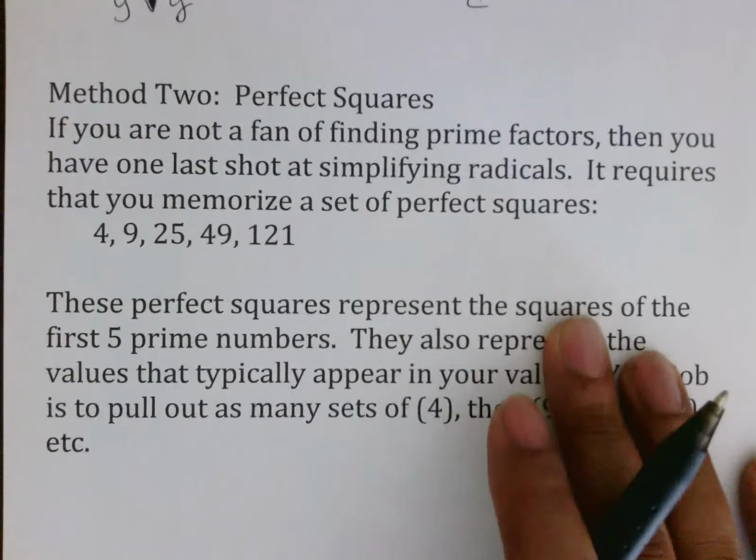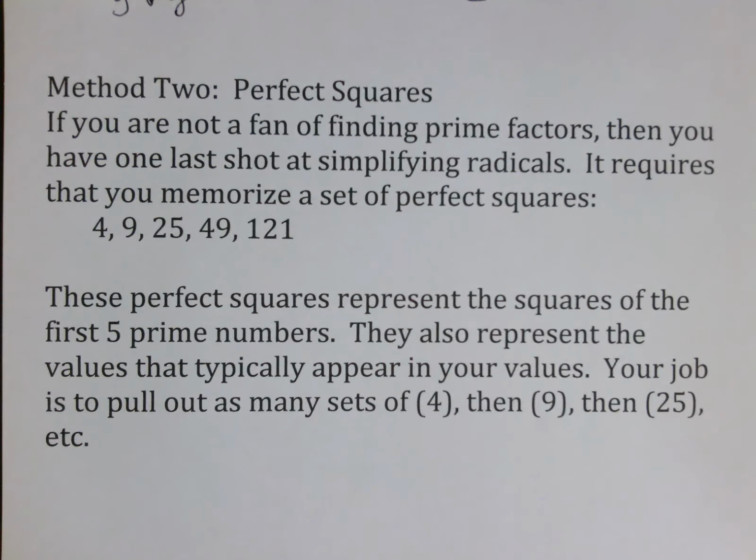Method number 2 is perfect squares. So if you're not a fan of finding prime factors and you have just one last shot at simplifying radicals, now you do have to use prime factorization for variables, but in terms of numbers, there is another option for you. But this does require for you to memorize a set of perfect squares.